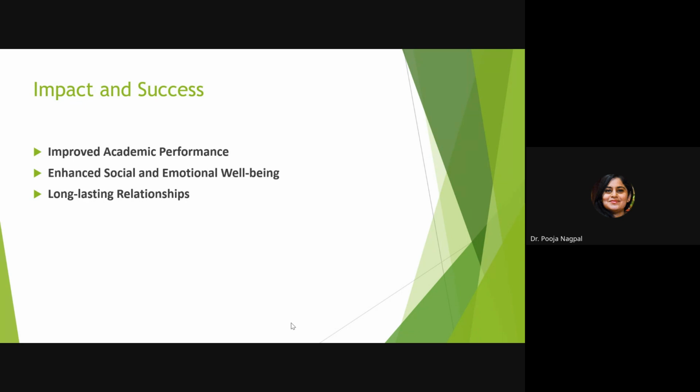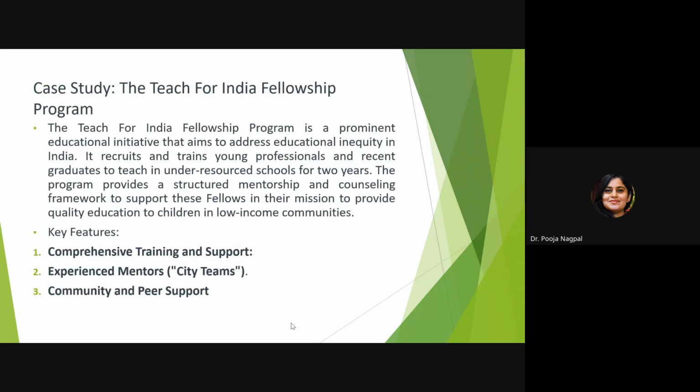So what was the impact and success? Improved academic performance, enhanced social and emotional well-being, long-lasting relationships. Basically, those were the impact and success considered for this case study. But the biggest success was enhanced social and emotional well-being. Because it is not always necessary that the bigger one is able to help in an academic way. But in social and emotional well-being, the benefit was the biggest here, along with long-lasting relationships.